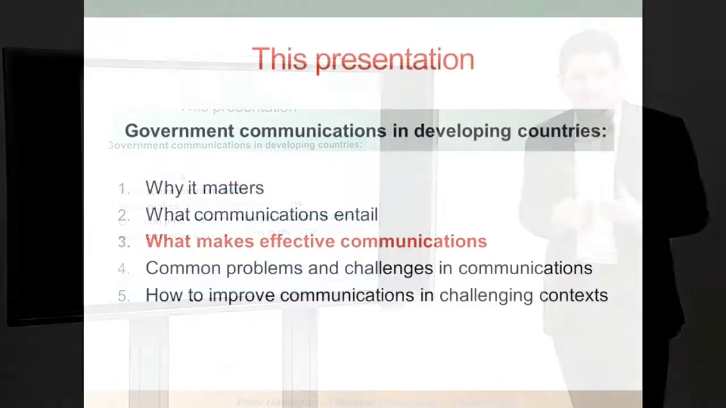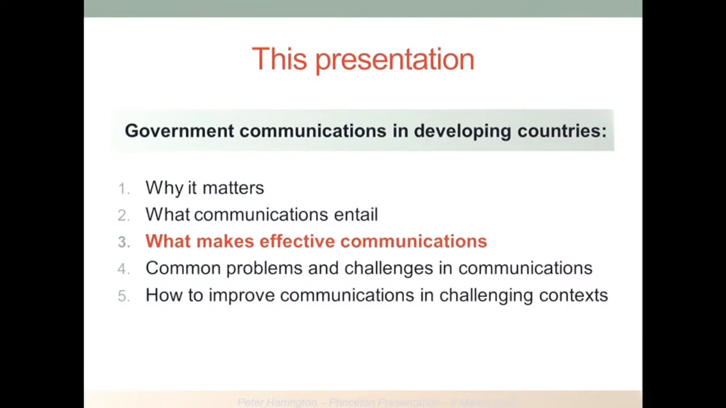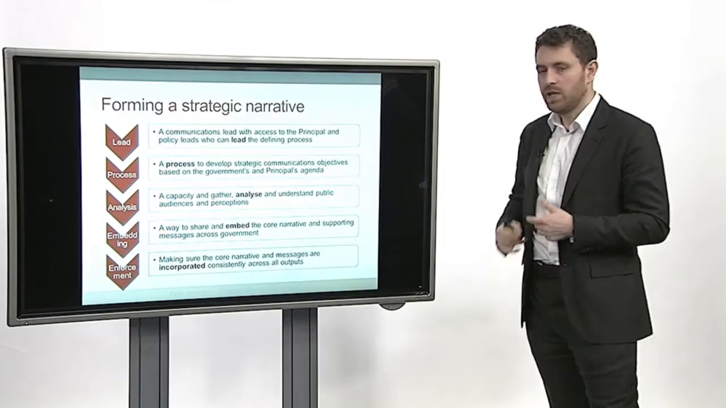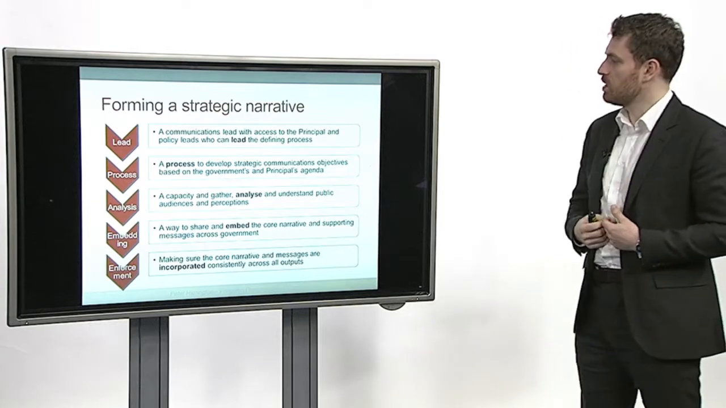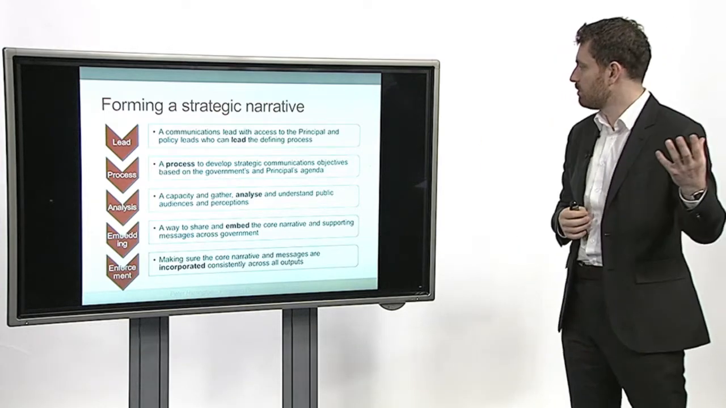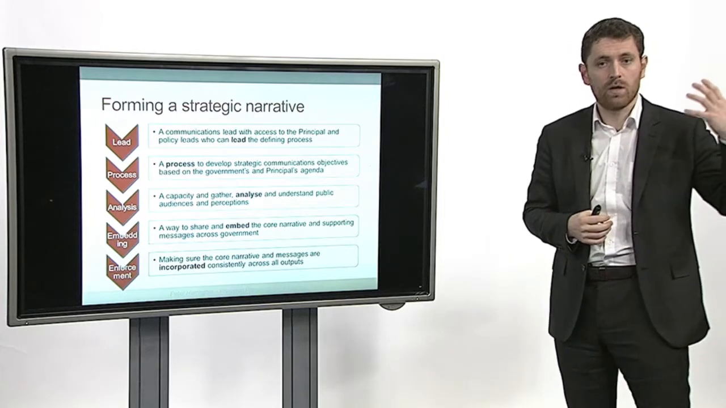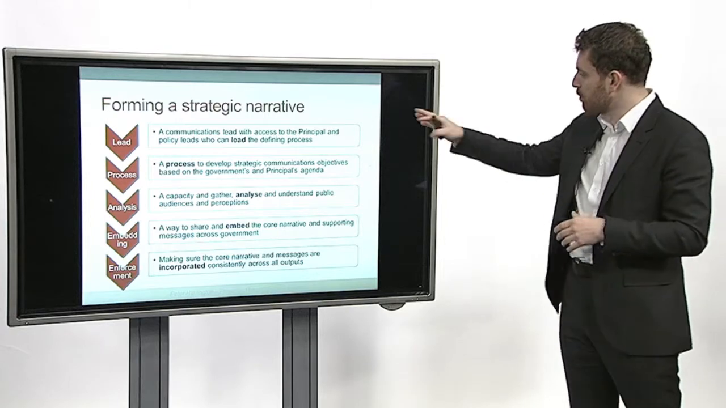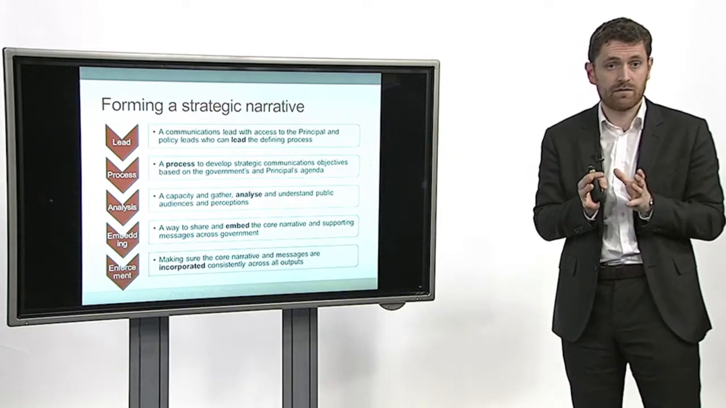So what makes effective communications? Sounds like it ought to be a straightforward question, not all that straightforward. Well, let's go back to our 4 functions. Let's start with forming a strategic narrative. There needs to be leadership. You need somebody in charge with a mandate, a communications lead who has access to the principal and who has access to policy advisors and people involved in policy who can lead this process of defining the strategic narrative.